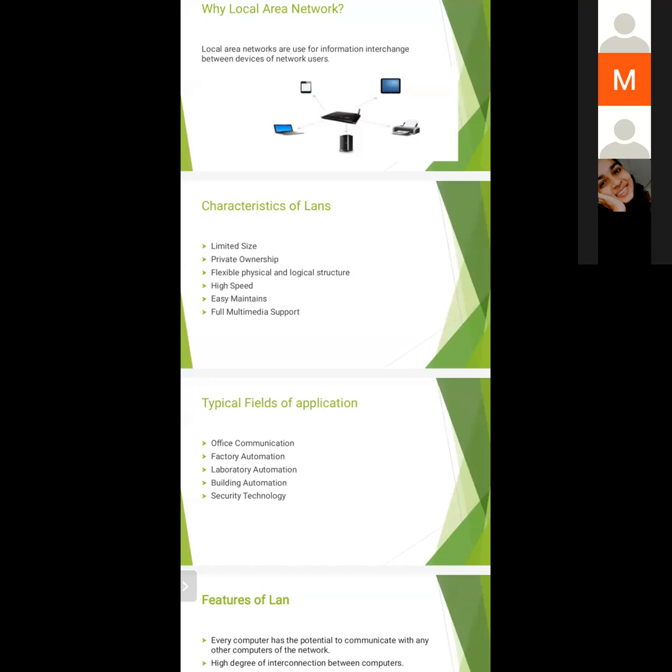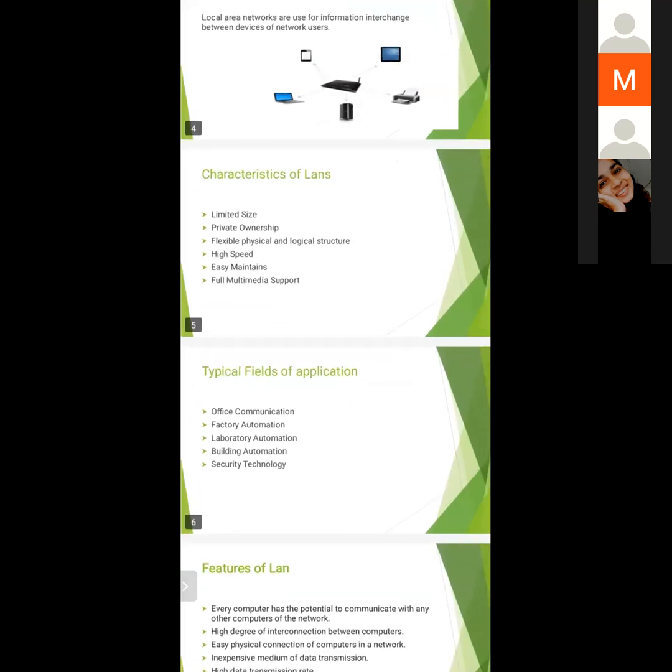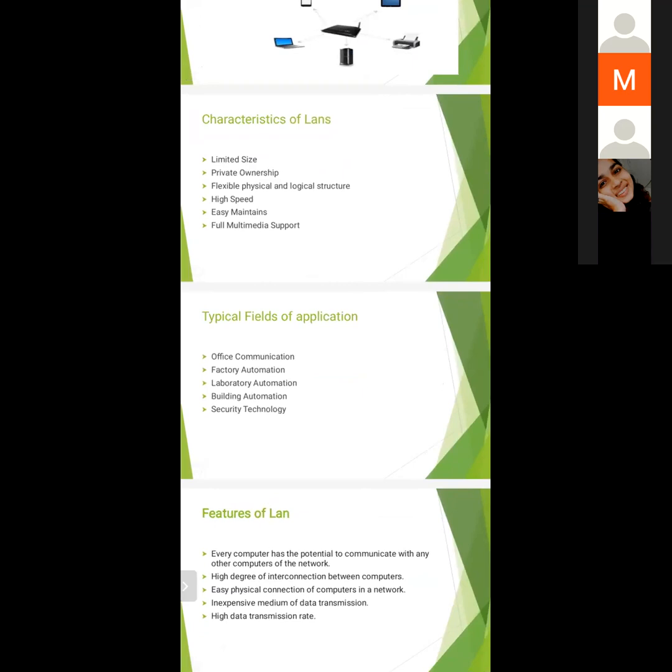Next is laboratory automation. Laboratory automation is a multiple disciplinary strategy to research, develop, optimize, and capitalize on technology in the laboratory that enables new improved processes. Building automation is the automatic centralized control of buildings, for example heating, ventilation, and air conditioning, electric, lighting, shading, access, etc. Security technology means the use of CCTV cameras.